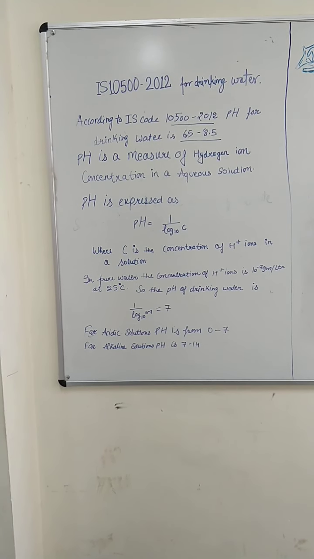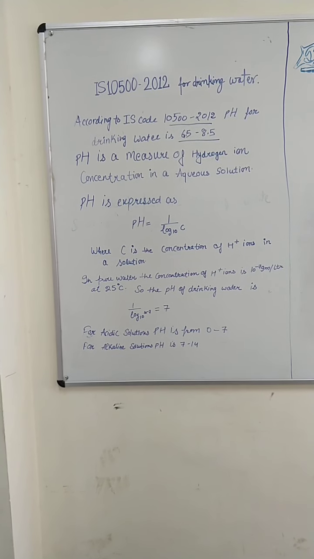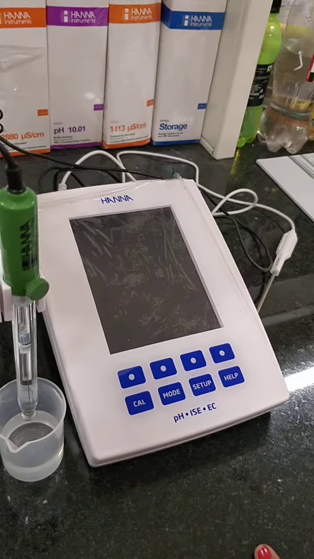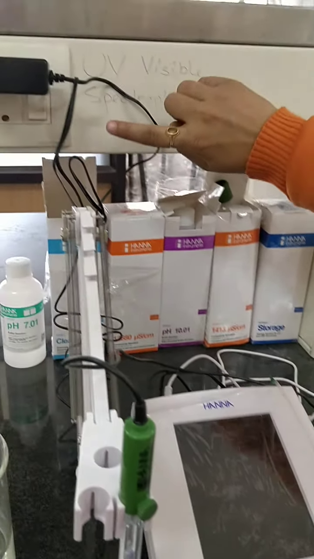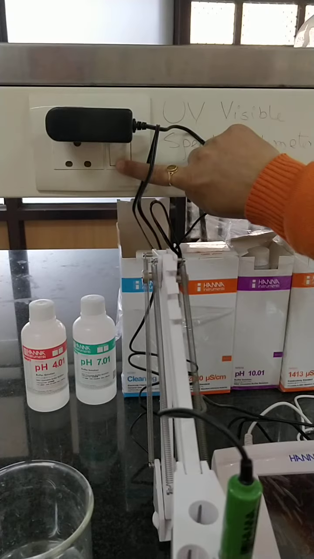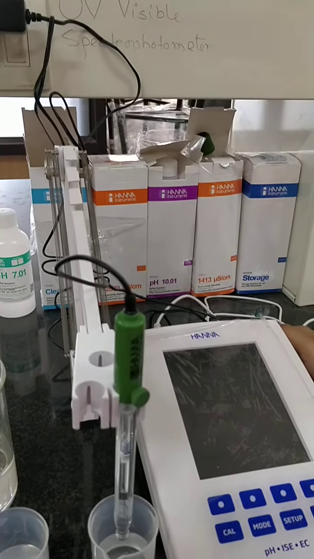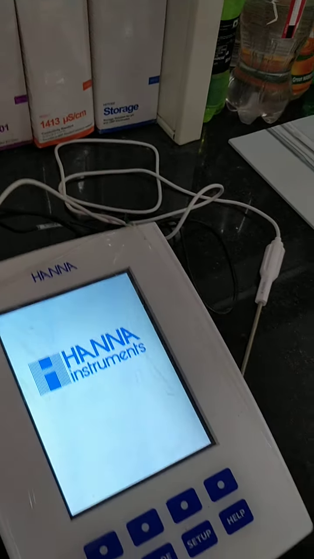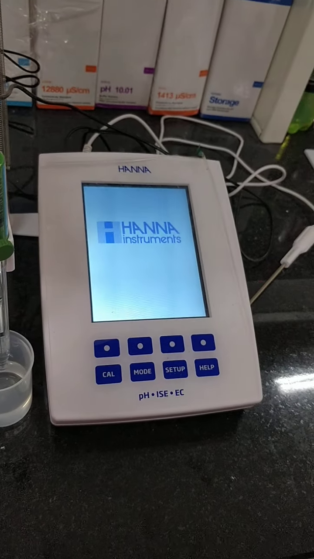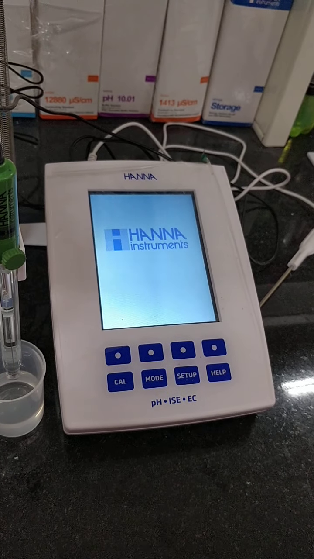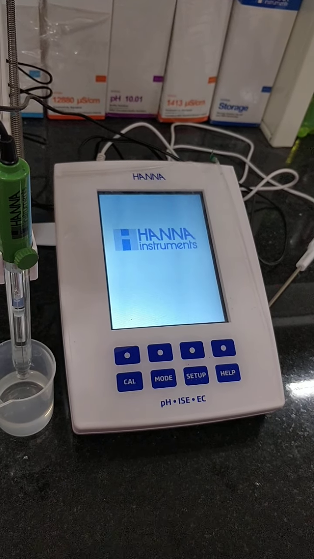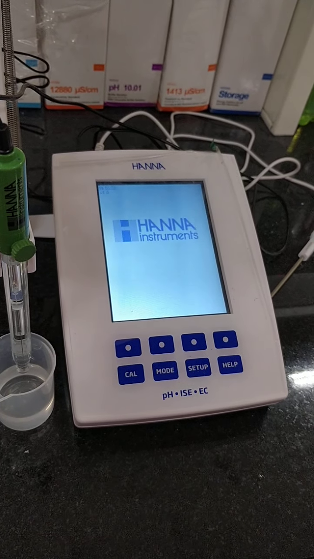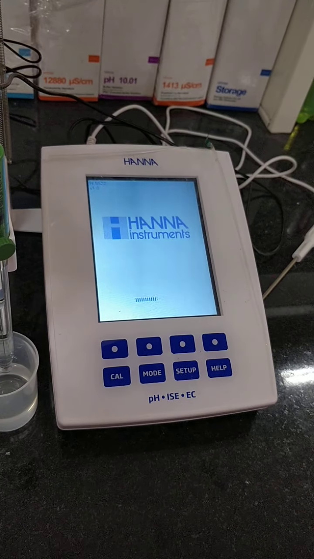Now, how to do this practical? We'll conduct this practical in a laboratory. Now, the instrument which we are going to use in this laboratory is this. Now, how to start with the instrument? Firstly, switch on the power and at its back there is a button to start the instrument. With this instrument, we can find the different parameters like pH, ISE and EC. So in today's experiment, we are going to calculate the pH of the drinking water.